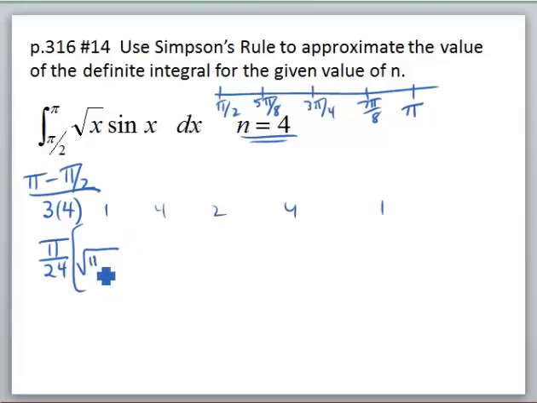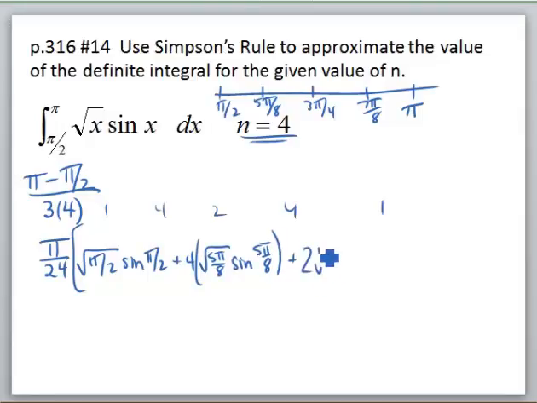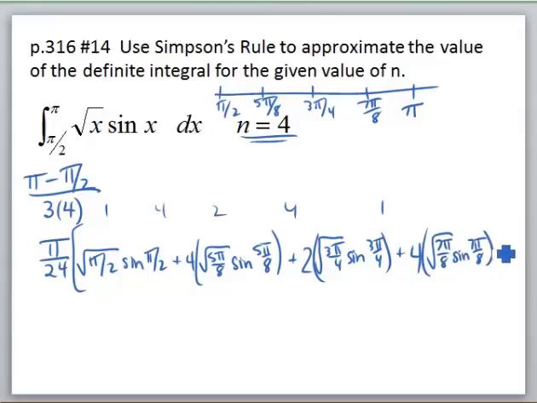So I've got the square root of pi over 2, sine of pi over 2, plus 4 times the square root of 5 pi over 8, sine of 5 pi over 8, plus 2 times the square root of 3 pi over 4 times sine of 3 pi over 4, plus 4 times the square root of 7 pi over 8, sine of 7 pi over 8, and then plus the square root of pi, sine of pi. When you compute all those, you would end up with approximately 1.458, very close to the other answer.